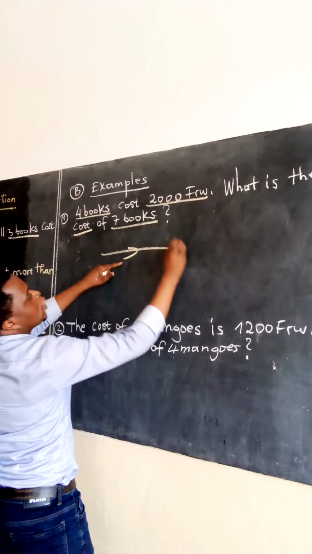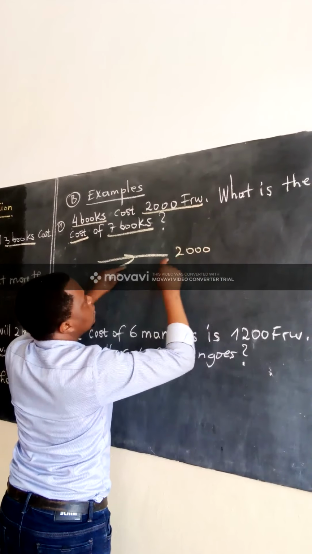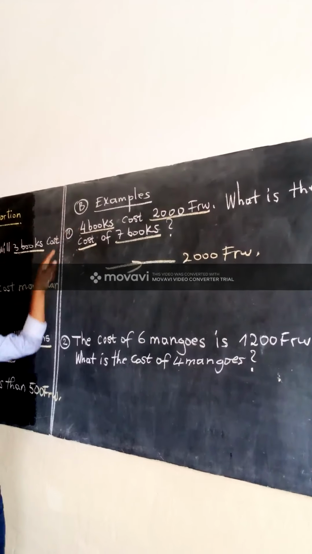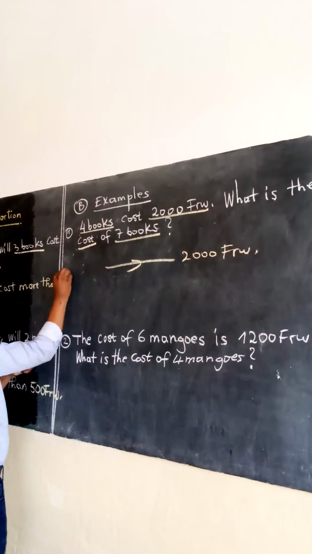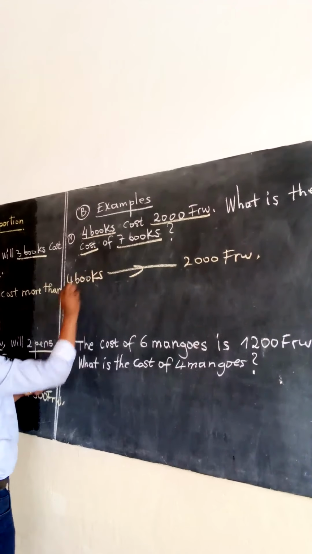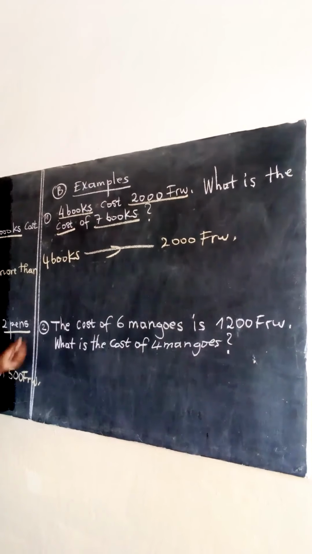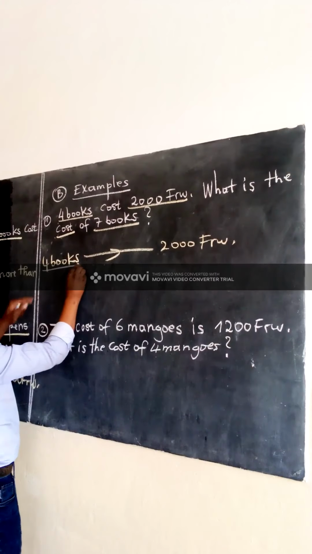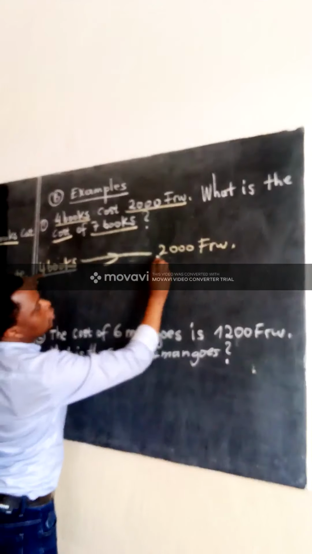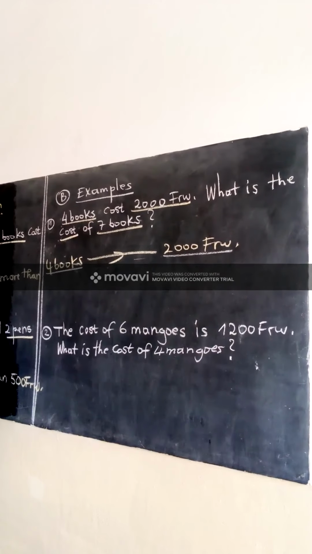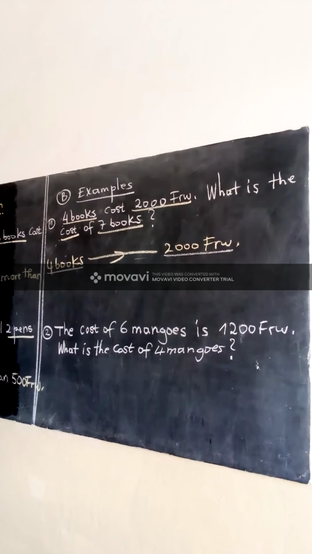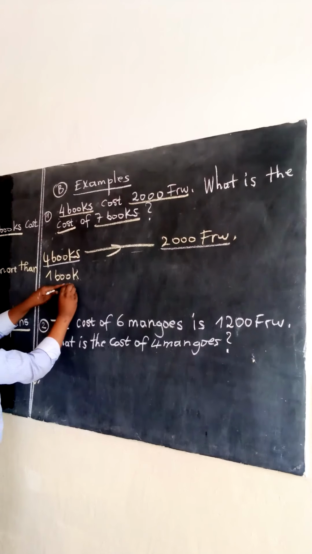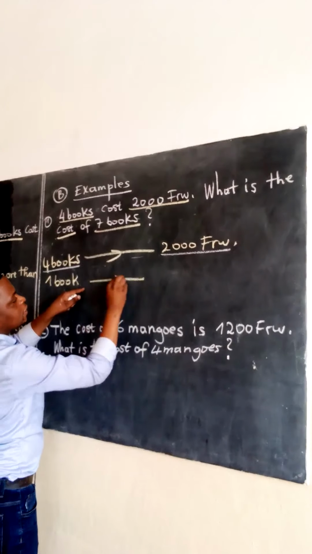You see here we have 2,000 francs, and on the left hand side we put 4 books. As in our ratios, proportion is like ratios. When you have 4 books that cost 2,000 francs, in the next line we will see that 1 book will cost how much money?